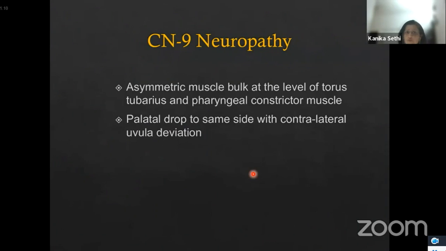Ninth nerve neuropathy will show asymmetric bulk at the level of the torus tubarius and the pharyngeal constrictors, and contralateral uvular deviation with palatal drop on the same side.